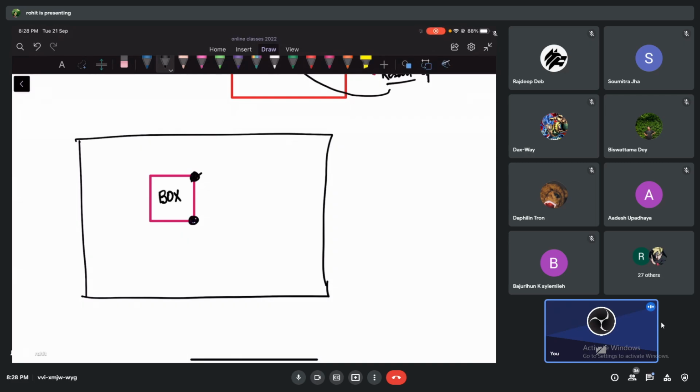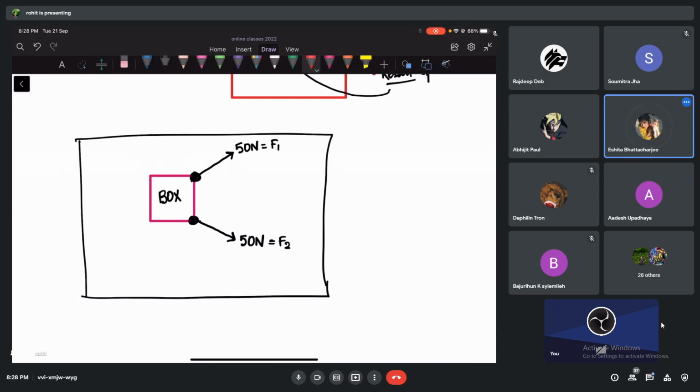I pull in this direction with a force of 50 newtons, and you also pull in this direction with a force of 50 newtons. So how many forces are acting, guys? This is called F1, and this is F2. Two forces. Now what do you think? Is the box going to feel two forces or a single force? My question is, will the box move in this direction, or in this direction, or will it stay in the same place?